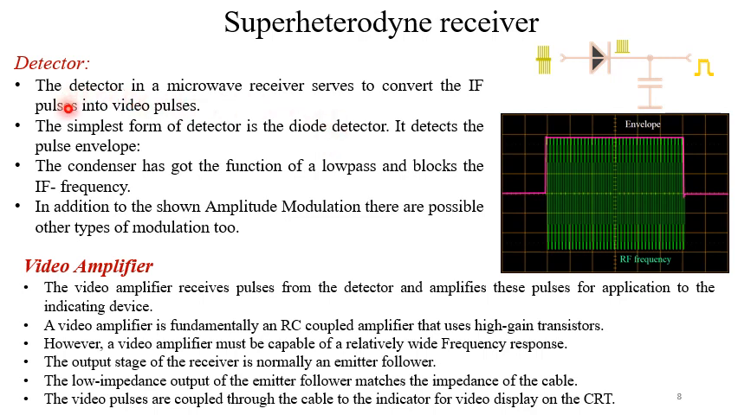Next one is the detector. Generally, this is the simplest form of the detector, the diode detector or envelope detector. So it consists of a simple diode and capacitor along with certain resistance. Resistances are not shown here. So if this is the input RF signal, then this diode will behave like a rectifier, and this capacitance along with resistance will determine its envelope. So if this is the RF, the detector output will be the envelope of this RF.